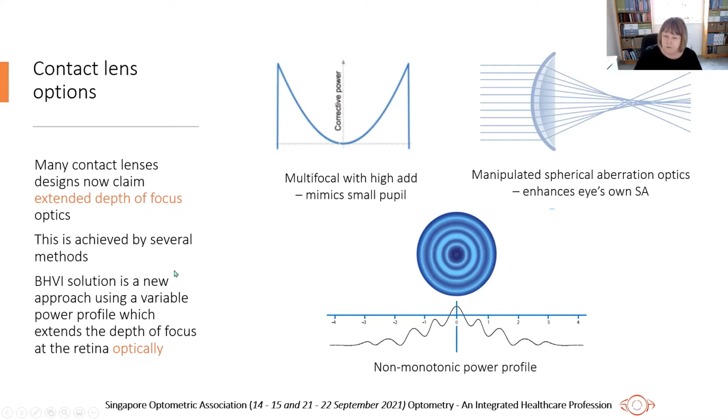However, Brian Holden Vision Institute has brought out a different type of lens. It is not a multifocal, even though the optics somewhat resemble a concentric ring multifocal, they are not multifocal. They have a non-monotonic variable power profile across the optics, which acts in a completely different way to manipulate the higher order aberrations to extend the depth of focus of the eye and thus the depth of field. So they are not multifocal, they are not a pinhole effect.